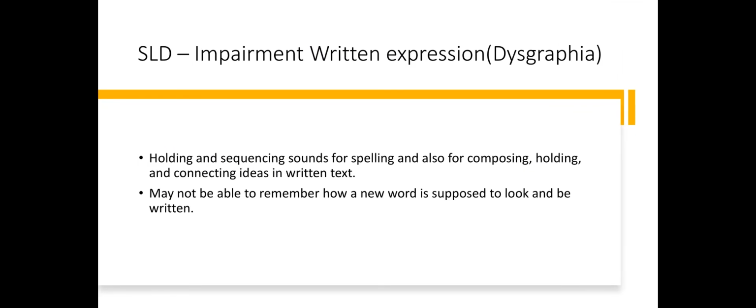When we're talking about dysgraphia, again, holding and sequencing sounds for spelling and also for composing those sentences, holding and connecting ideas in written text. You've got to remember your sentence, remember your capital letters, remember your punctuation, and then get it all down as fast as you can with writing it. You may not be able to remember what the word looked like, how you're supposed to spell it, and then everything goes out of the window. You can't remember the comma or what it is you were supposed to be doing. So working memory has a great impact on dysgraphia.